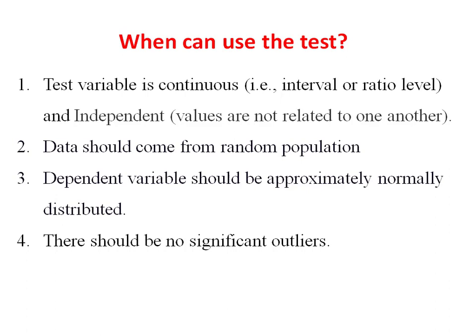The second assumption is that data should come from a random population. Next, the dependent variable should be approximately normally distributed. There should not be any significant outliers. These are the four conditions, or four assumptions, that should be fulfilled to use the one sample t-test.